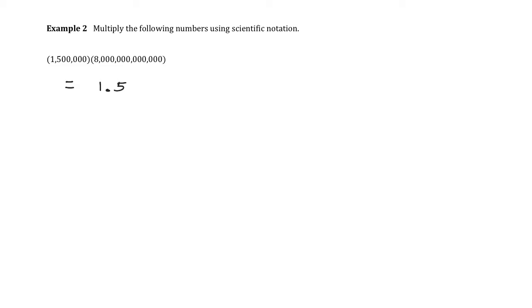1.5 times 10 to the power of 6 is equal to 1,500,000. If I use the same idea on 8 trillion, that's going to be 8 times 10 to the power of, let's see, we have 3, 6, 9, 12. So to the power of 12.